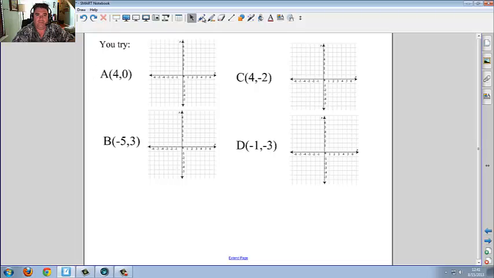Okay, let's see how you did. A: 4, 0, so right 4, up or down 0, so right here. B, left 5, up 3, right here. C, right 4, down 2. D, left 1, down 3. Just like that.